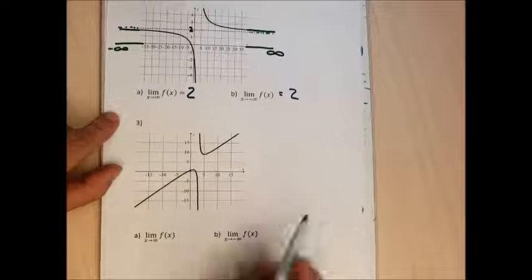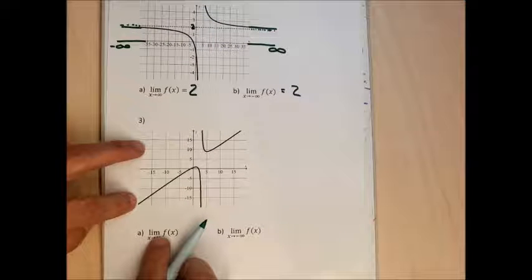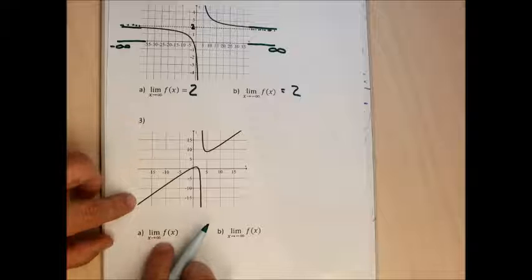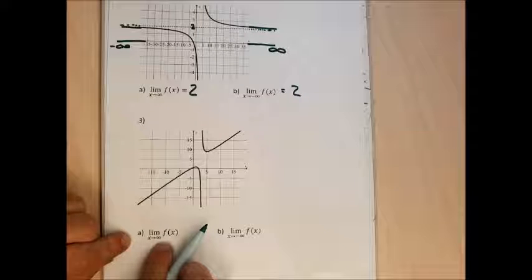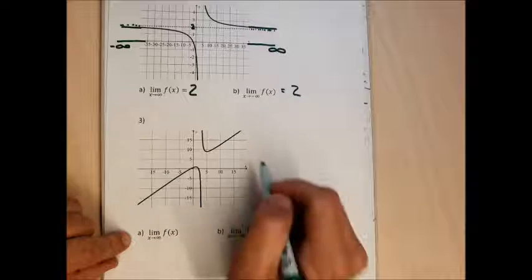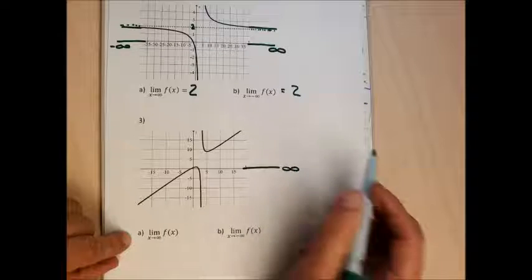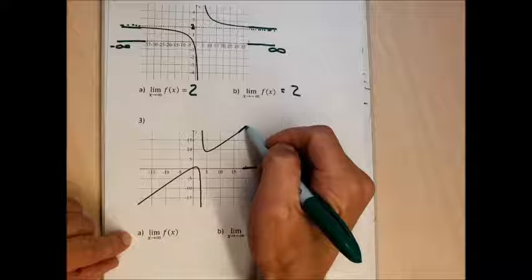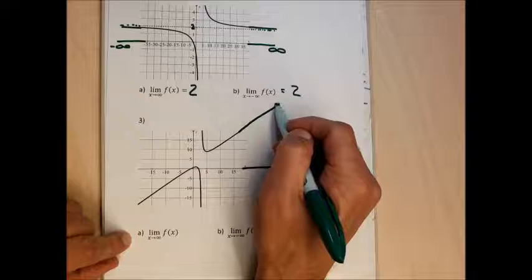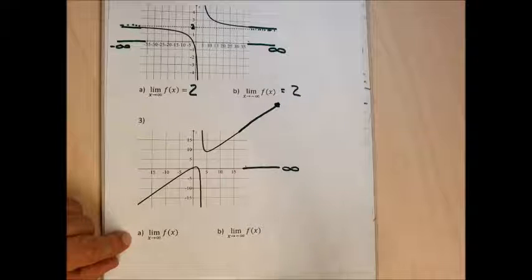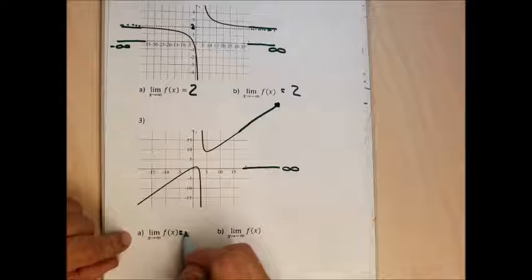For question 3, it gives me a graph that doesn't flatten out, and it asks me the same sort of questions: the limit as x goes to positive and negative infinity. Positive infinity is way out to the far right of the x-axis, and I'm going to assume that this graph keeps going up and up and up and doesn't stabilize. When that happens, it's proper to say the limit doesn't exist.